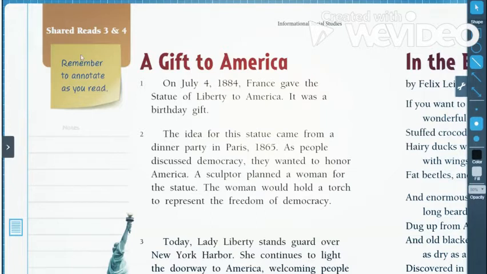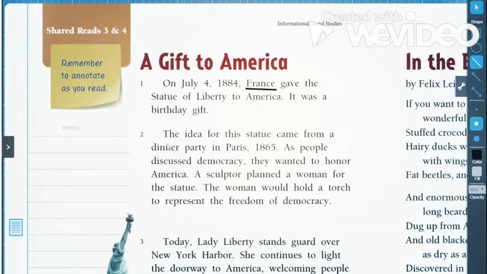Okay, now we're going to look at paragraph 1, and I want you to see if you can find who gave the Statue of Liberty to America. Go back and reread paragraph 1 and see if you can find who. If you're reading carefully, you can see that it says on July 4th, 1884, France gave the Statue of Liberty to America. We're going to underline the detail, France. If you found the same detail, great job.